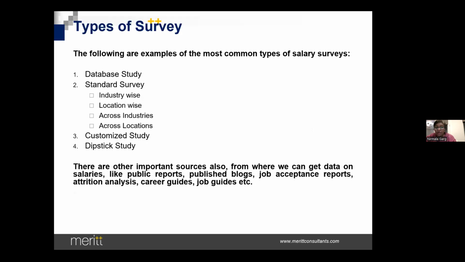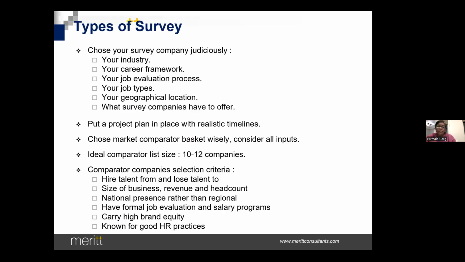The first and foremost thing is to identify your benchmark positions. And then typically take a list of at least 10 to 12 companies, competitors, peers of the same size, so that you have a good set of market data. Three or four will be very few, so an ideal set would be 10 to 12 companies. You'll also have to take into consideration the talent you're losing to or getting from, size of the business, revenue, headcount. You can't have a 100 crore company and look at data of a 5,000 crore company. Do you think it will be realistic?